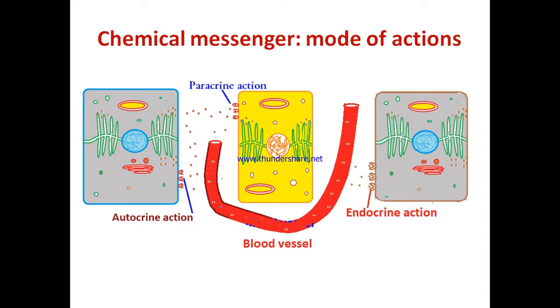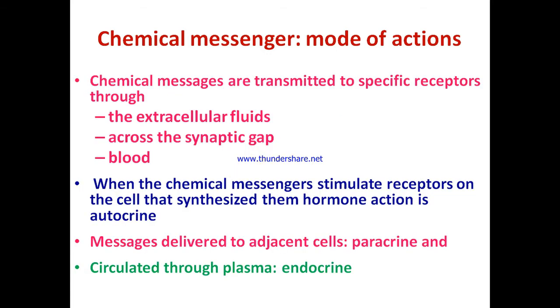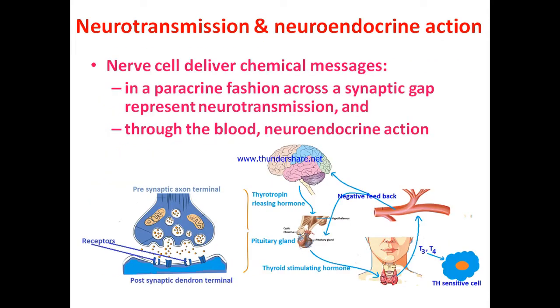And their mode of action, we have already discussed this. They can be autocrine, paracrine, and also endocrine action. In endocrine action, the chemical messengers are released into the circulatory system. Through blood, it reaches the target cell and acts on its receptors. So, chemical messengers are transmitted to specific receptors through the extracellular fluid, across the synaptic gap, and through blood. When the chemical messengers act on the cells that synthesize them, it is called autocrine. Messages delivered to adjacent cells is paracrine, and circulated through plasma, it is endocrine action.